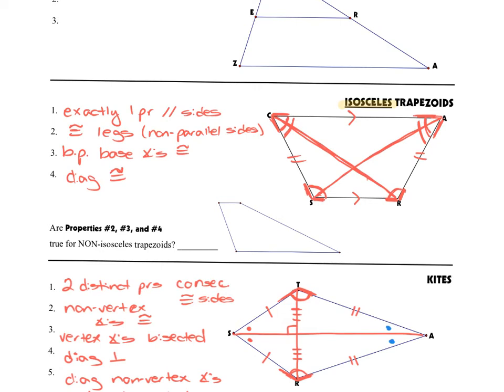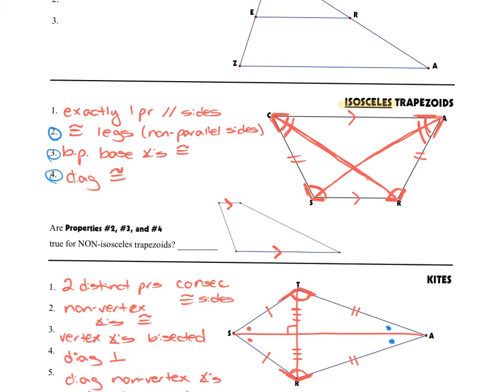And then the last question we're going to answer about these is that take a look at our properties 2, 3, and 4. Okay, so if I look at properties 2, 3, and 4, would those three properties apply if my trapezoid was not isosceles? So for example, this trapezoid here, if all I knew was that these sides were parallel, would the other three properties apply? So think about the legs. Are these legs congruent to each other?